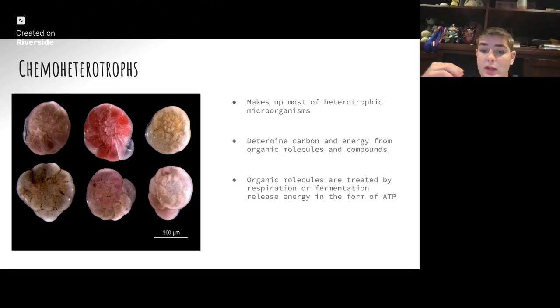Chemoheterotrophs. Chemoheterotrophs make up heterotrophic microorganisms. They derive carbon and energy from organic molecules and compounds, and organic molecules are treated by respiration or fermentation that releases the energy in the form of ATP.